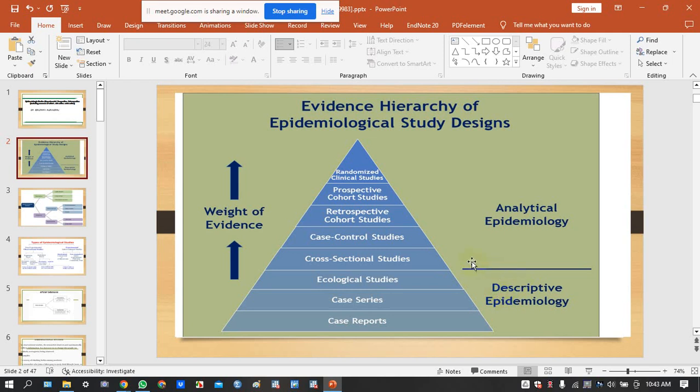So with those kinds of studies, we look at the case control studies, retrospective studies, prospective studies. Prospective is the same as cohort studies. Retrospective is also the same as cohort studies. We will look at them. That's where we have the follow up. Then we have randomized clinical studies.